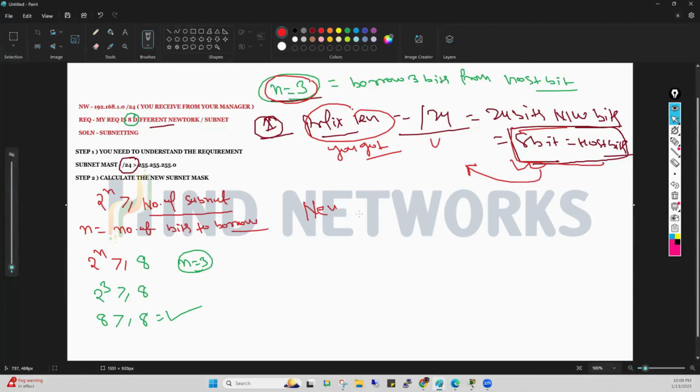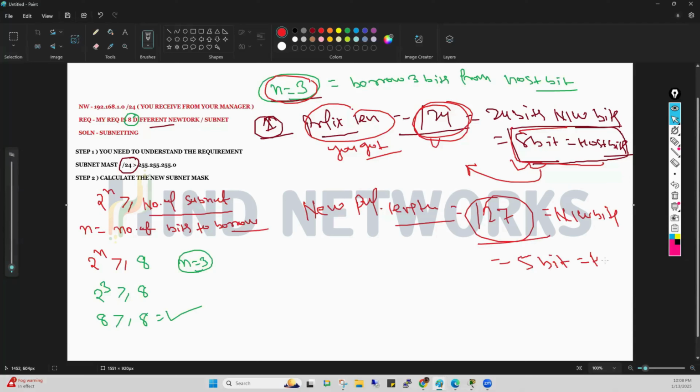This is the prefix length you got from your manager, but what is the new prefix length? Previously you got 24, but now you need to add 3 bits from the host portion. So now it will be /27. 24 plus 3 is 27. So 27 bits are now network bits, and the host bits will be how much? From 8, you already gave 3. So the remaining is 5. So 5 bits are host bits. I hope you understand this step. Clear? Everyone? Yes or no?